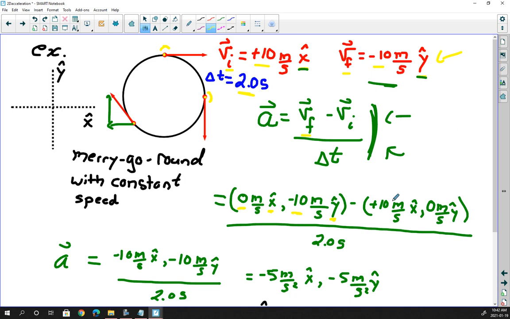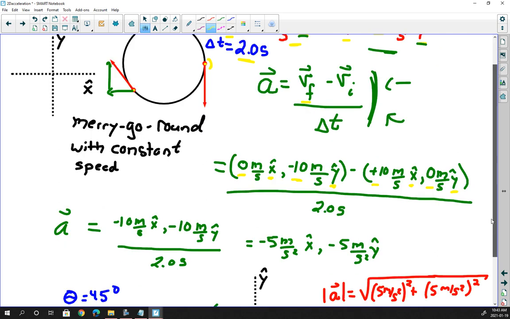How about your initial velocity? Well, your initial velocity is all x. So it would be positive 10 meters per second x hat. There's no y to it, so it's 0 meters per second y hat. If you're wondering where I got the positive here and the negative here, well, it's because I have this Cartesian plane set up. If you take a look at velocity initial, it's all in the positive x hat direction. If you take a look at the final velocity here, it's pointing downward. That's a negative y hat direction. And then I plug in my 2 seconds.